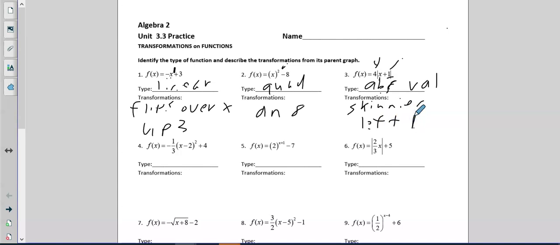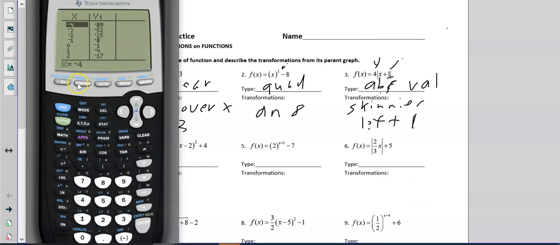All right? And remember, the beautiful thing about this is you have a graphing calculator. So even if you're not good at remembering these rules, there's no reason to get these wrong. So for example, number 2, if I just put in x squared, all right, and then I go down here to number 2 and I put x squared minus 8, you will see the parent function, then the transformation. Clearly it just dropped down 8.